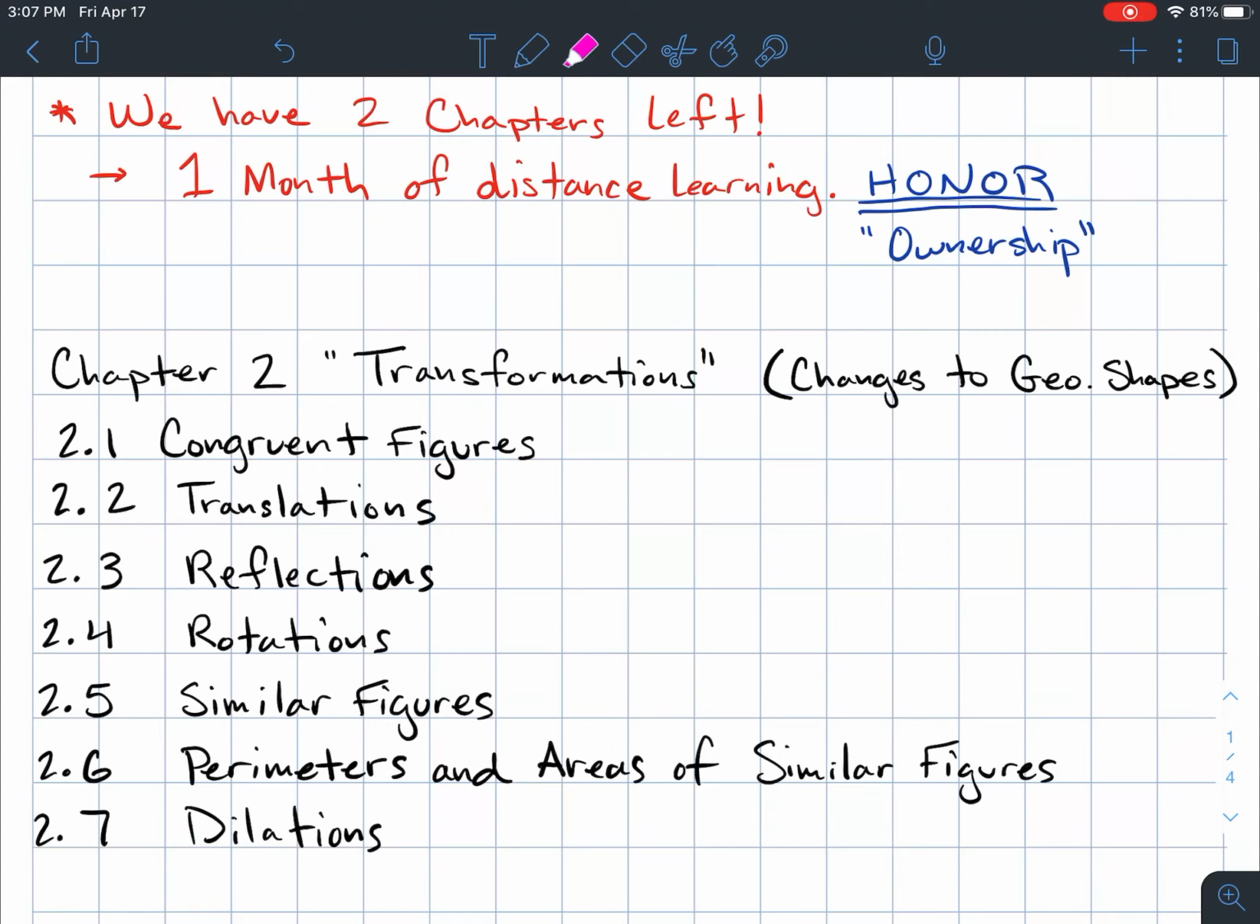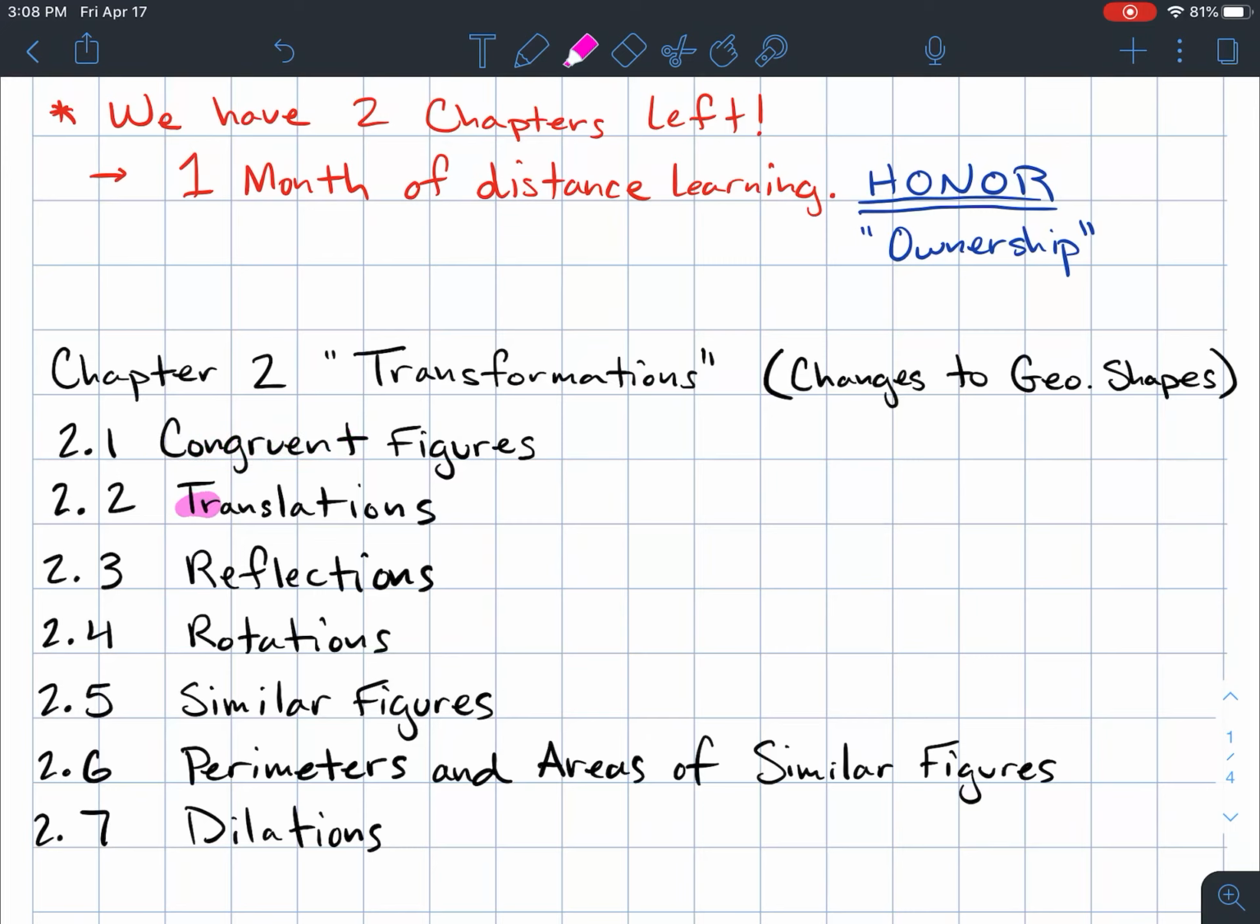So starting in Chapter 2, Lesson 1 on congruent figures, if you remember that phrase congruent, remember it means exactly the same, right? Congruent means exactly the same. So you're going to be dealing with shapes that are congruent. Remember, they have the same size and the same shape, and you're going to be identifying whether or not they are congruent. So that's what you'll be doing in Chapter 2, Lesson 1.